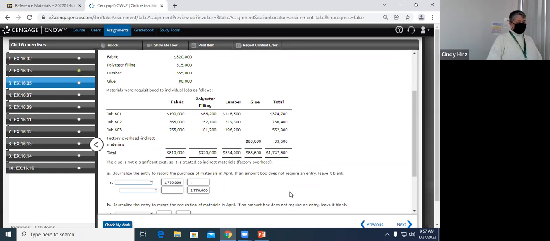And so I'm putting in the dollar amounts, the debited account first, followed by the credited account. When we purchased these materials, we increased our materials inventory. And it says we bought them on account, so the credit side would be, now we have to pay for it, accounts payable.